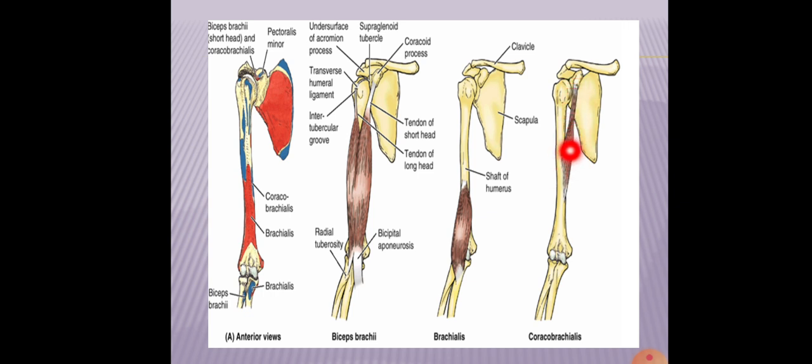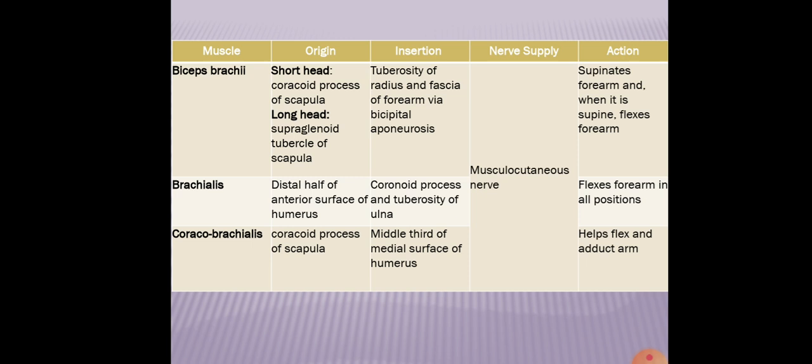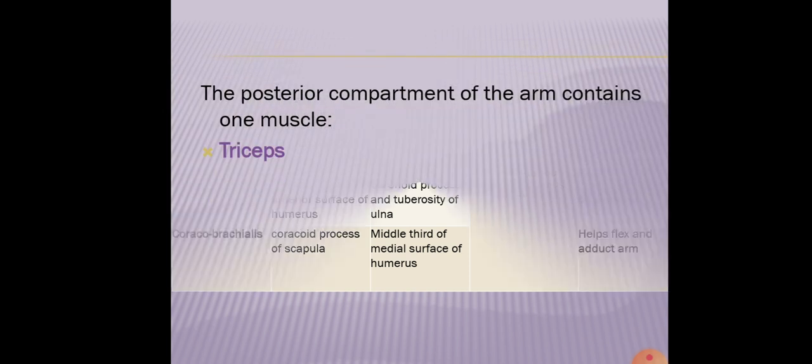This muscle is known as coracobrachialis. Coraco originates from the coracoid process. Brachialis means humerus. It originates from the coracoid process and inserts in the middle third of the humerus. The main action of this muscle is flexion and adduction of the shoulder joint. The nerve supply of all these three muscles is the musculocutaneous nerve, which is a continuation of the lateral cord of the brachial plexus.